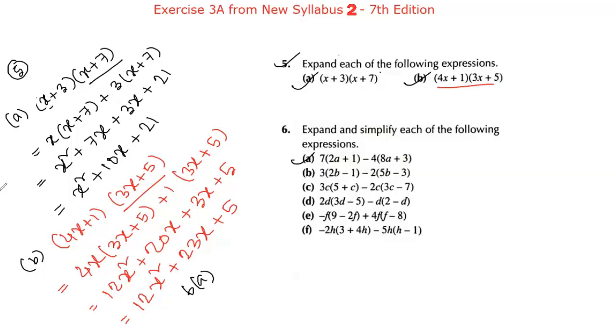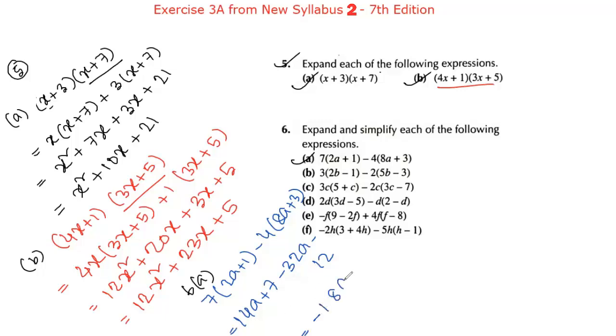So how can you solve it? Very simple. At first, 7 multiplied by 2A plus 1 minus 4 into 8A plus 3. So 7 2s are 14A plus 7 minus 4 8s are 32A minus 12. So right now 14 minus 32, that will be minus 18A, and 7 minus 12 is minus 5. And this is the solution of 6A.